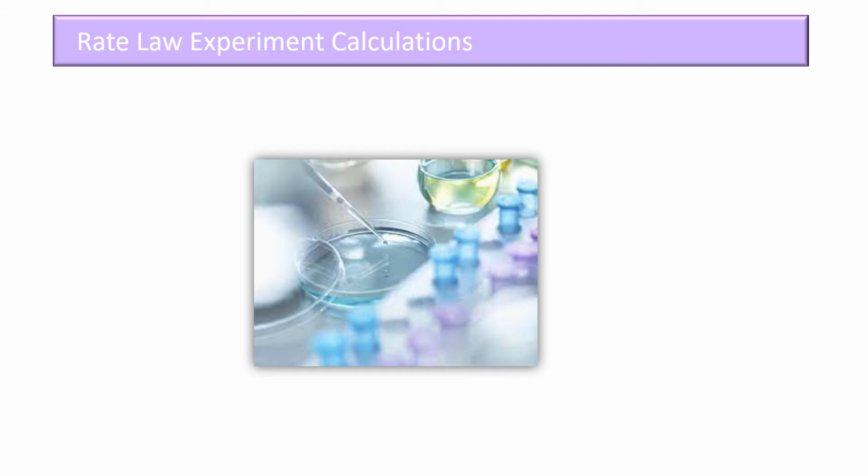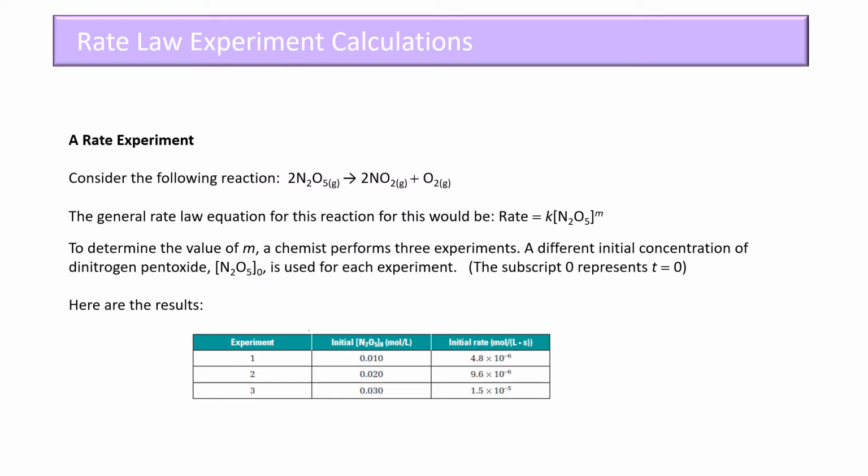Rate law experiment calculations. Consider this rate experiment: 2N2O5 produces 2NO2 plus O2. The general rate law equation for this reaction would be rate equals k[N2O5]^m, where the concentration is in brackets and m is the order.